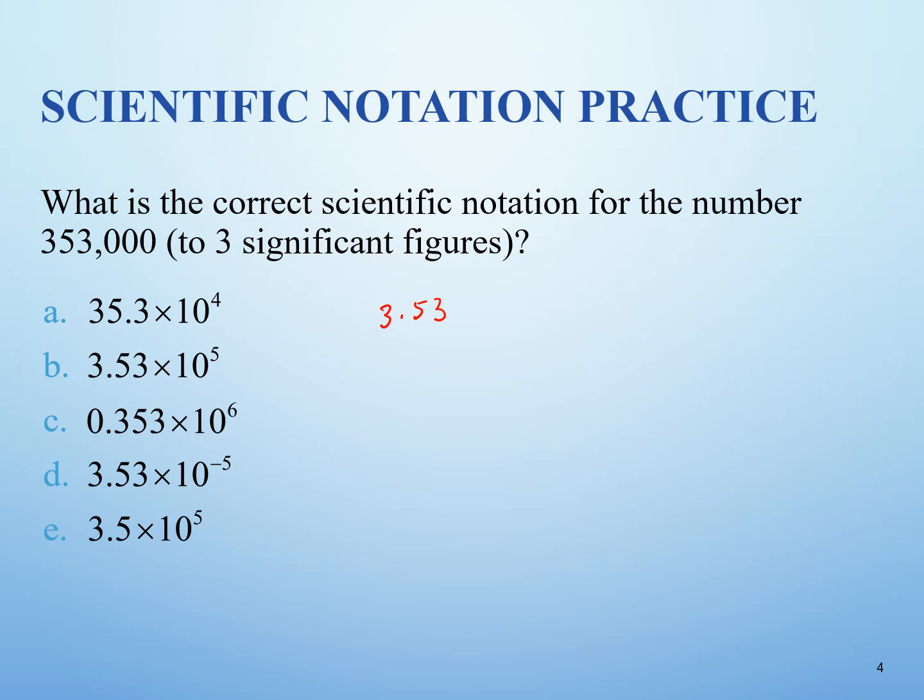Okay, and then that number is bigger than 3.53. So how many times bigger? Let's count. From 3 here, 1, 2, 3, 4, 5. Okay, so I'm going to write down here, my answer is 3.53 times 10 to the power of positive 5. So my answer should be this one right here. In this number, we actually have 3 significant figures because there's 3 numbers that I write down. We don't write these zeros down because they're not significant in this case.